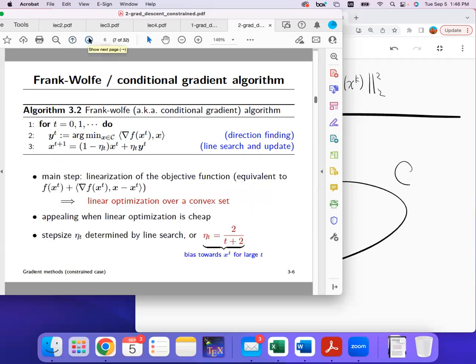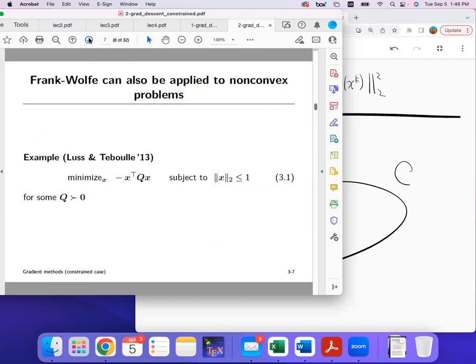Next time we will see that many classic linear algebra problems, such as eigenvalues of matrices, are related to this type of constrained optimization framework. For example, the eigenvalue of a matrix can be formulated as such an optimization problem. It's a non-convex problem.